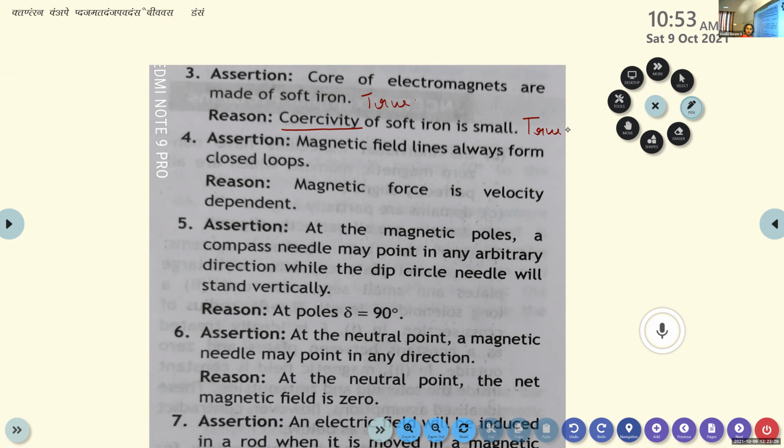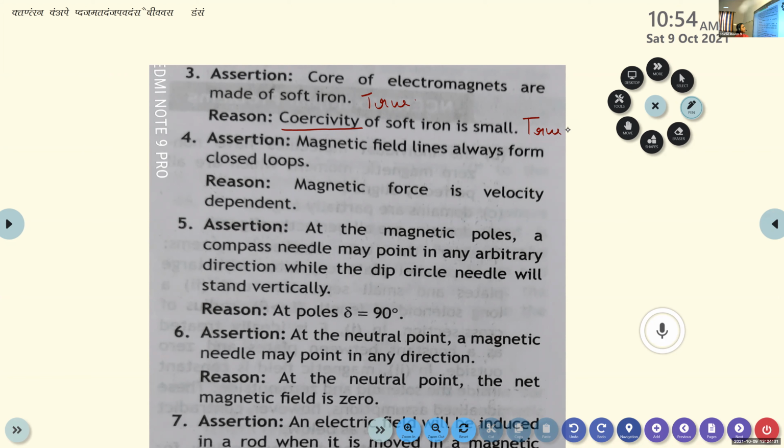So here the assertion is true, the reason is true, and the reason is the correct explanation for the assertion. The core of the electromagnets is made of soft iron. Electromagnets are those materials whose magnetic property disappears whenever the electricity is absent. Whenever the electricity is removed, it doesn't exhibit any magnetic property. So we need such materials in the core, so that magnetization and demagnetization take place easily inside the electromagnet. Soft iron is such a material.